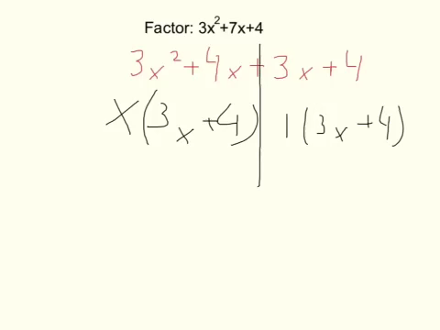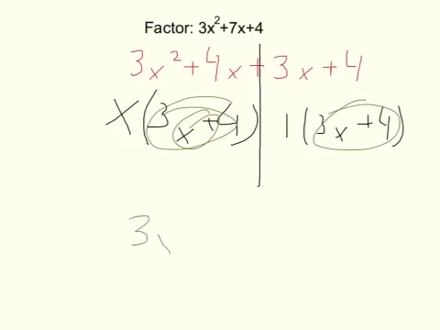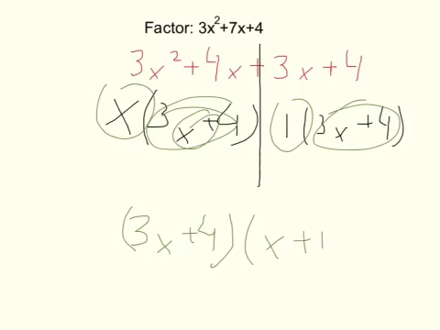Your goal is to get this section to equal this section, and it does, so we're good to go. Since those are the same, that's going to be one factor, 3x plus 4. The other factor could be x and 1, so you have x plus 1. This is the fully factored form of 3x squared plus 7x plus 4.